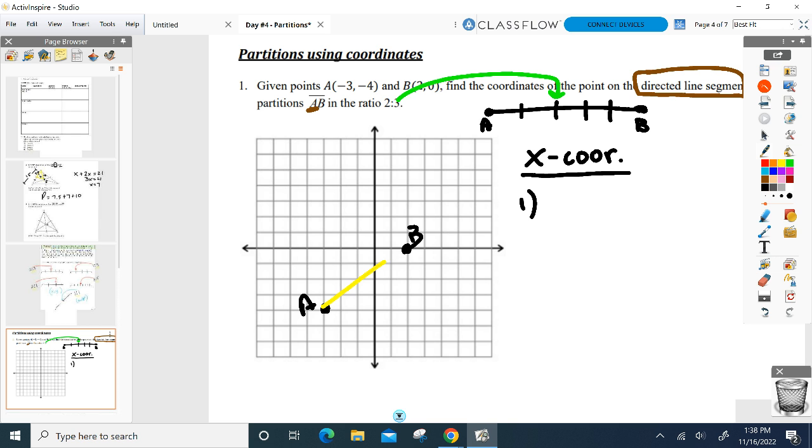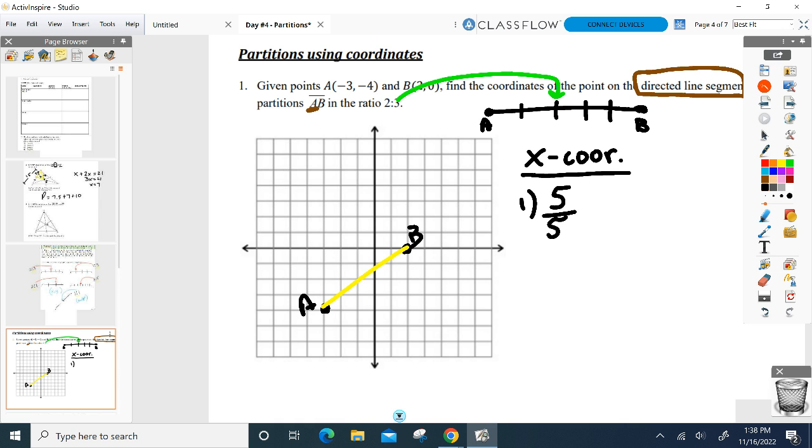Now we're in business. To find the x coordinate, first thing you got to determine is how far apart are the x coordinates? -3 to 2. How far apart is that? You don't have to do distance formula. If you have to count it on the x-axis, count it. 5 units, right? And if I'm going to break this up into a ratio of 2 to 3, that's how many total parts? 5. So you're going to take that distance of 5 and break it up into 5 equal parts.